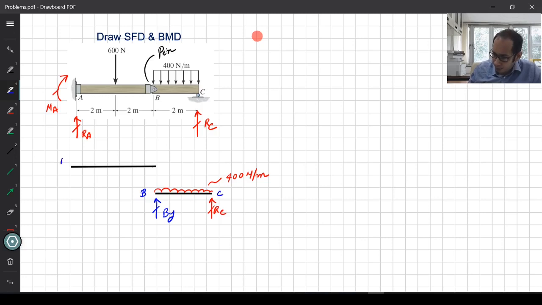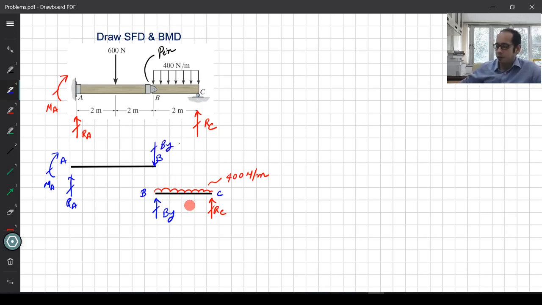Now similarly, for the part from A to B, of course you are going to have the reaction RA over here. We are going to have the MA. We are not going to make use of this, but just for clarity. And now since I have marked my By as vertically up over here, in the other half I must have my By acting vertically down. So this is my By.